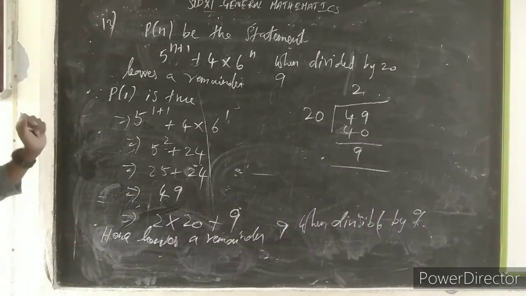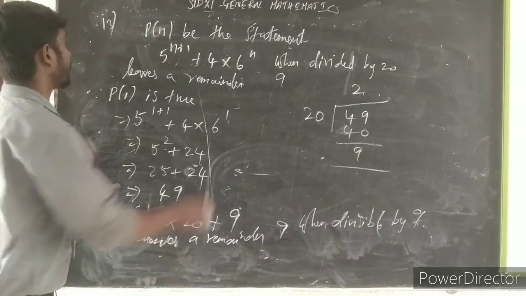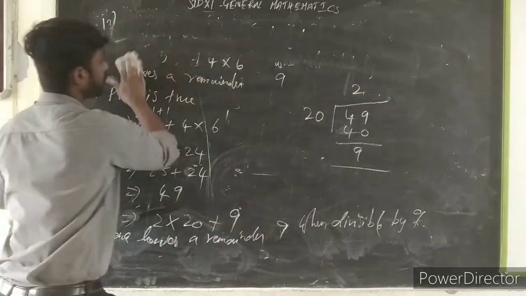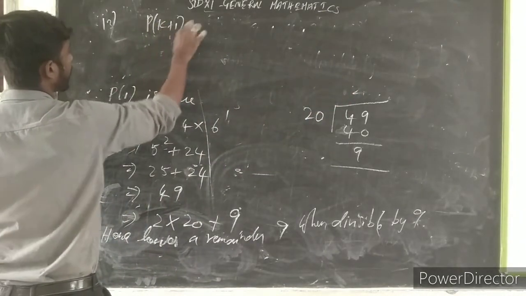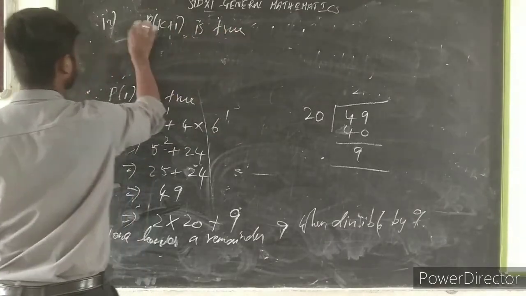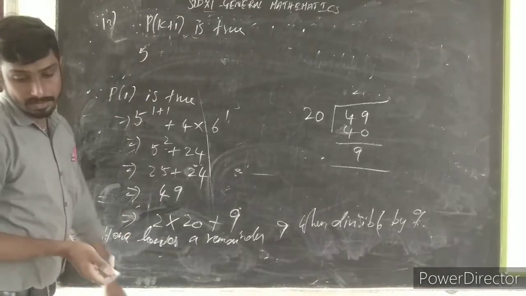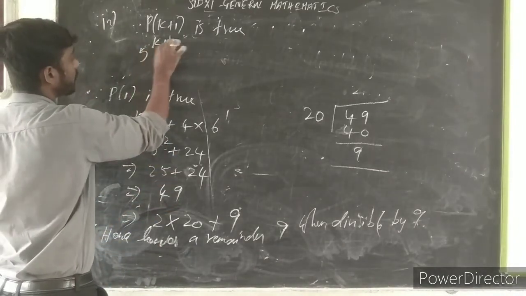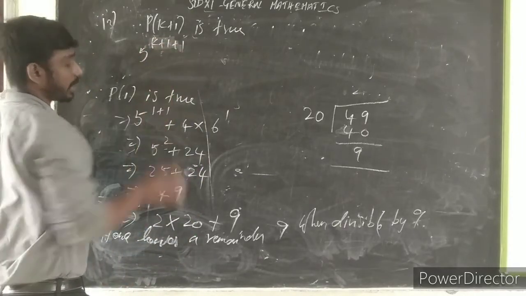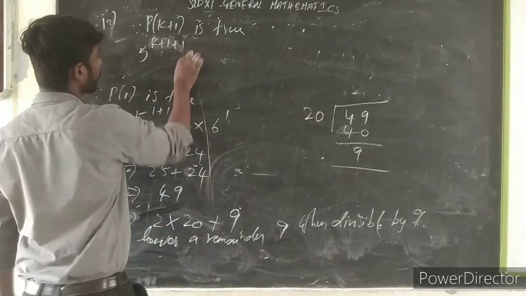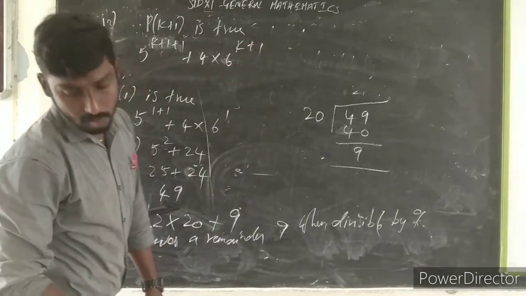Now next we are going to prove P of k plus 1. So come to the next step. What is the question given? We will write P of k plus 1 like this. What is the n value? That is k plus 1, so we will have 5 power of k plus 1 plus 1, then plus 4 into 6 power of k plus 1.